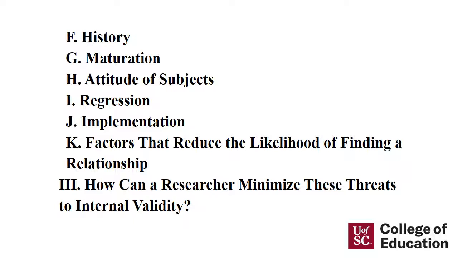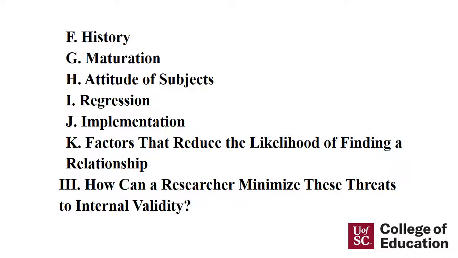I. Regression. Whenever a group is selected because of unusually high or low performance on a pretest, it will, on average, score closer to the mean on subsequent testing regardless of what transpires in the meantime. This is called a regression threat. J. Implementation. Whenever an experimental group is treated in ways that are unintended and not a necessary part of the method being studied, an implementation threat can occur. K. Factors that reduce the likelihood of finding a relationship. In many studies, the various factors discussed in the text could also serve to reduce, or even prevent, the chances of a relationship being found.